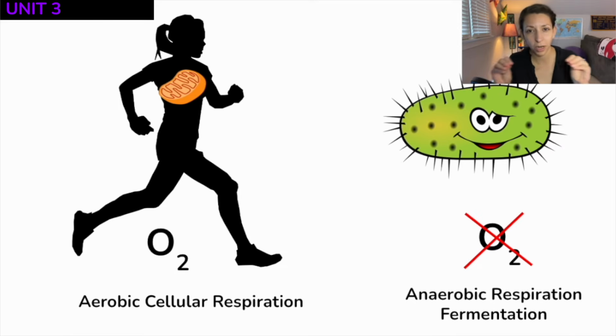Now, here's where it gets a little tricky, and sometimes teachers will call this the same thing. Anaerobic respiration is technically when we go through that electron transport chain at the end of our cellular respiration reactions, and there's something other than oxygen to accept the final electrons. Fermentation is an extension of glycolysis.